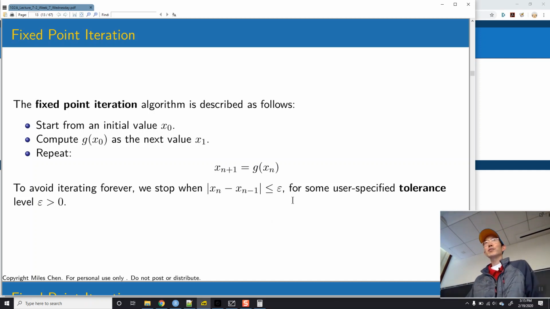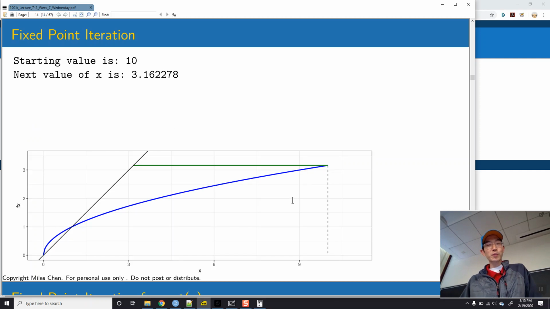But if we just say, when it's less than 1 in a million, like 10 to the negative 6, we might say, okay, that's good enough, right? All right, so graphically, this is what it looks like.